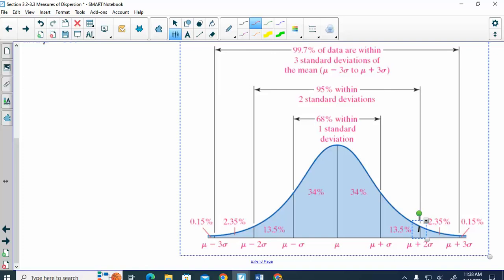That's not something that you necessarily have to memorize, but you might be asked a question on homework like, what % of the data would fall 2 standard deviations above the mean. And so you might have to kind of think about that a little bit.